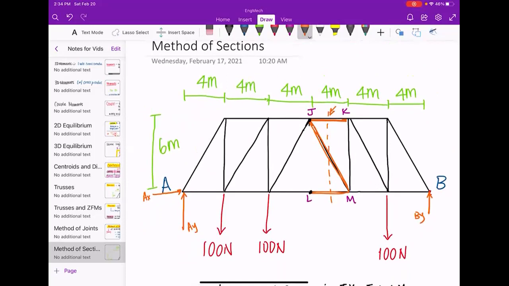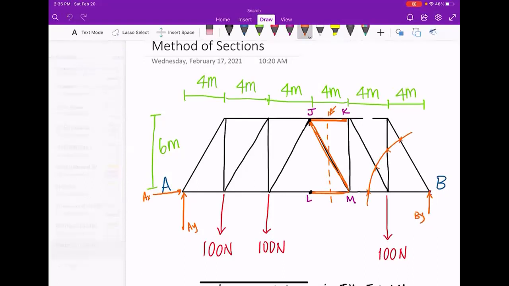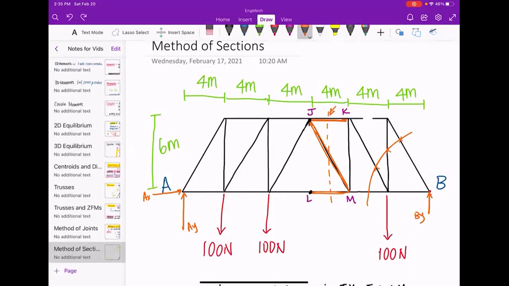But I can't cut, for example, I couldn't cut through, oh yes, I could. I couldn't cut through, let me find one. Anywhere where I would be cutting through 4. So basically I couldn't cut here because I'd be exposing this, this, this, and this, right? So that wouldn't work because now I'm exposing 4 zero force members, or non-zero force members. So that's 4 unknowns that I would have, and I only have 3 equations.